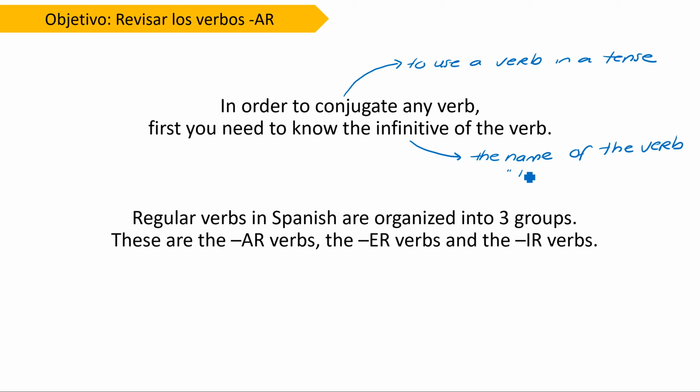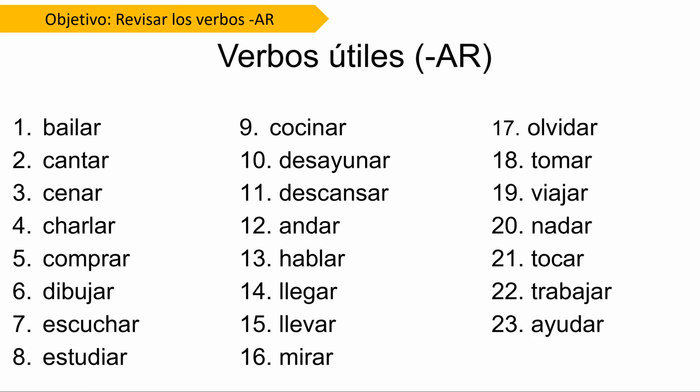And the infinitive here, examples would be to do, to have, to sleep, to stay, to live, to write, to draw, to paint, etc. It's the name of the verb before you do anything to it. Now, regular verbs in Spanish are organized into three groups. We have your AR verbs, ER verbs, and IR verbs. That first group of verbs that we're looking at is the biggest, and it is our AR verbs.